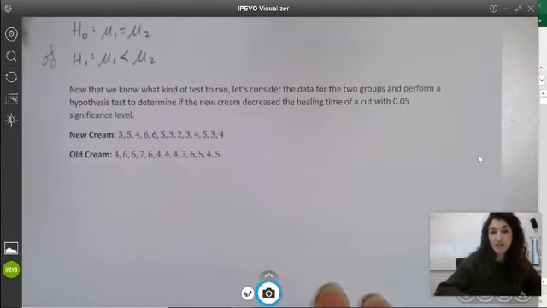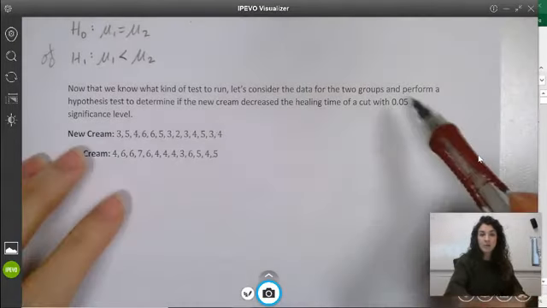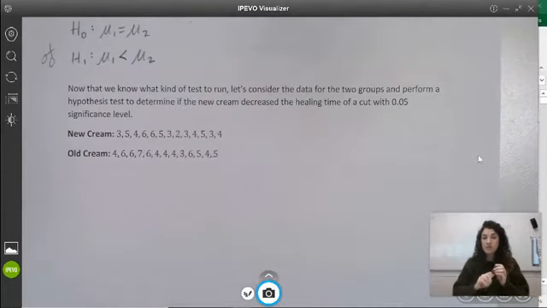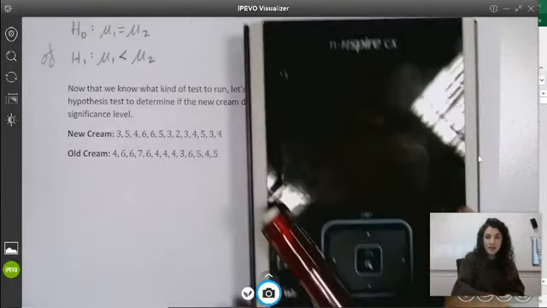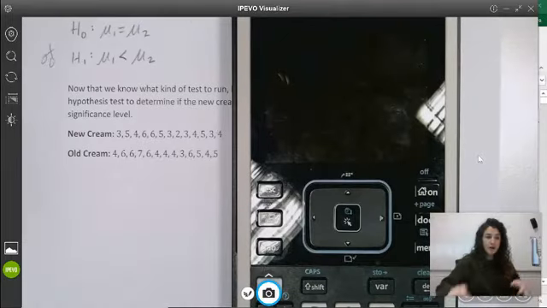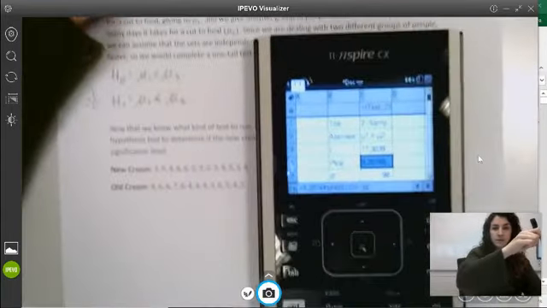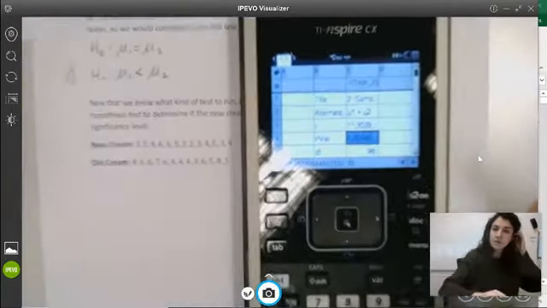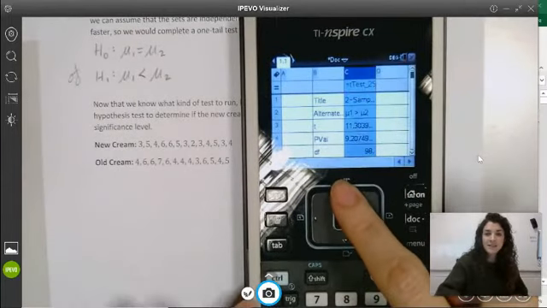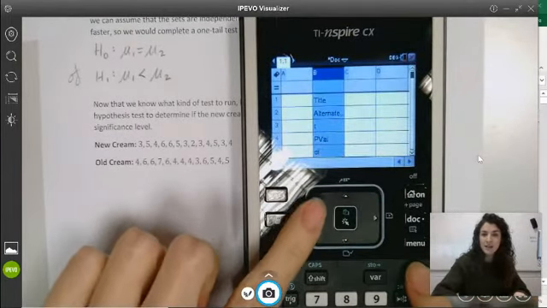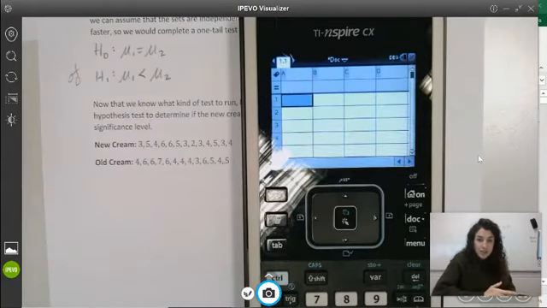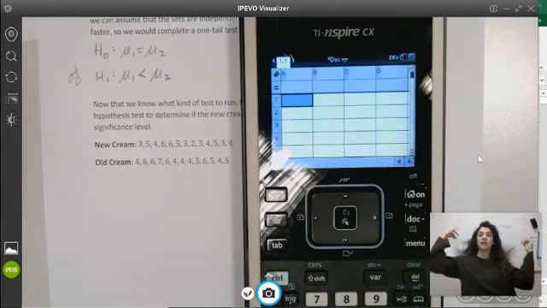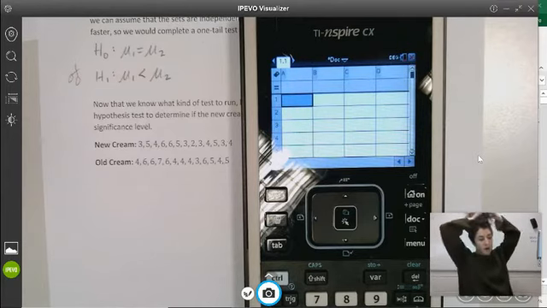Okay, now that we have the type of test to run, let's consider the data for the two groups and perform a hypothesis test to determine if the new cream decreased the healing time of a cut with a 0.05 significance level. So we have our data. We're going to grab our handy dandy calculator. Let me erase some statistics I was doing on here. So we are on our spreadsheets list, and we just need to input our data here into the calculator.